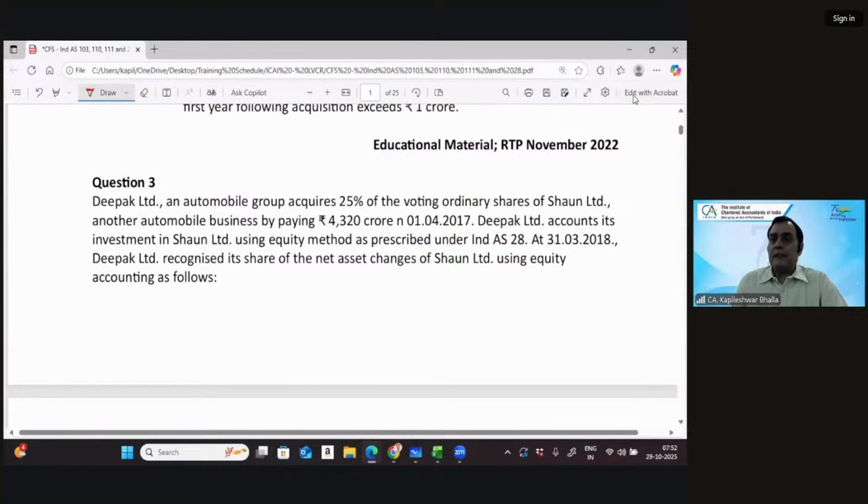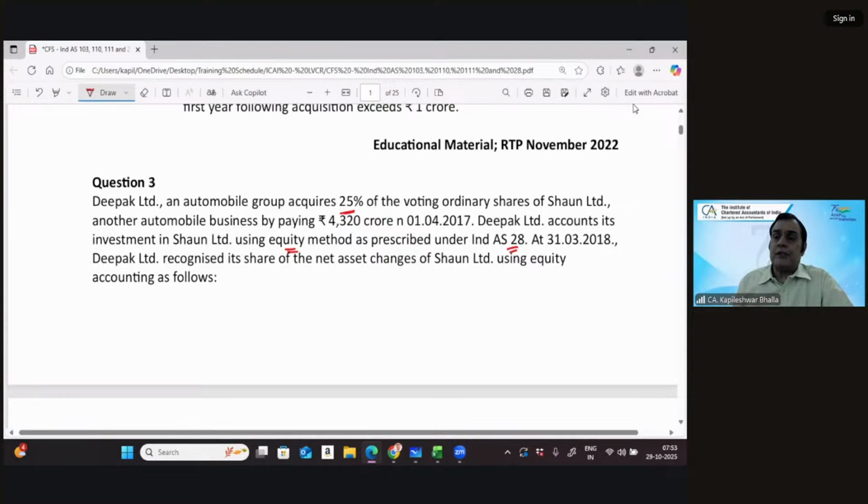So I am given the inputs out here. It says Deepak, an automobile group, acquires 25% of the voting ordinary shares of Shaw, another automobile business, by paying 4320 crores on 1st April 17. Deepak accounts for the investment using equity method prescribed under Ind AS 28. Now, initially, you acquired a 25% stake in the company, that is a PHI, and since it is more than 20%, it gives you a significant influence, and therefore it is accounted under Ind AS 28 using equity method.